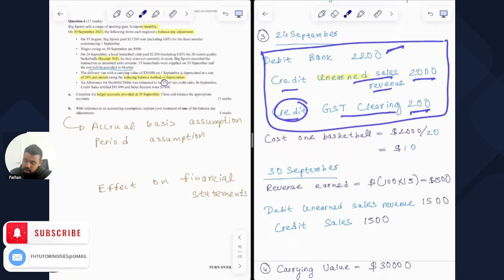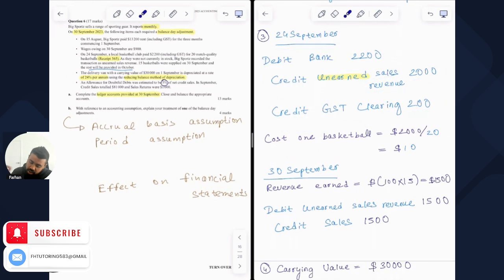All right. Now we understand that we received $2,000. We have to exclude the GST. So we are receiving $2,000 for 20 basketballs. If that is the case, what is the cost per one basketball? So $2,000 divided by 20, which is not $10, it should be $100, right? So the cost of one basketball is $100.